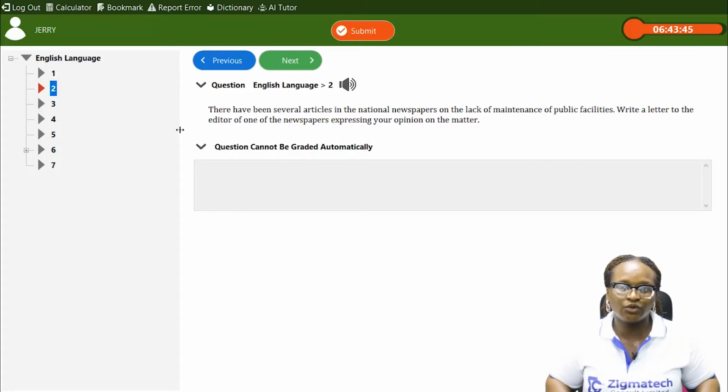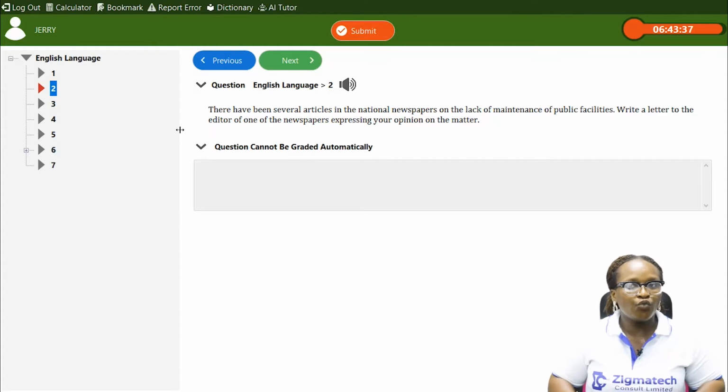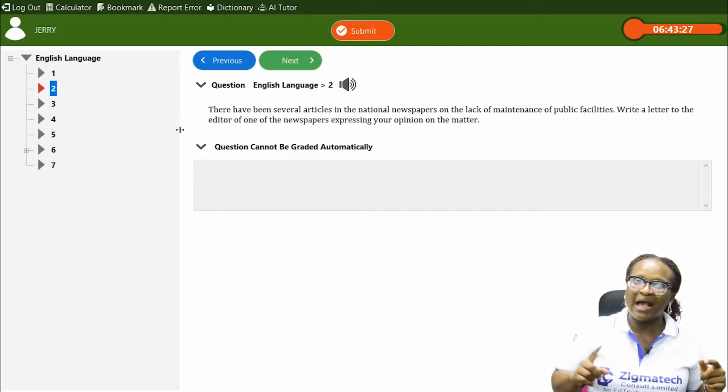And where does this editor stay? The editor of which place? National newspapers. Where is the national newspaper located? It is located in Apapa. Where is Apapa located? Apapa is located in Lagos State. That way, the sender of the letter is able to send it appropriately.